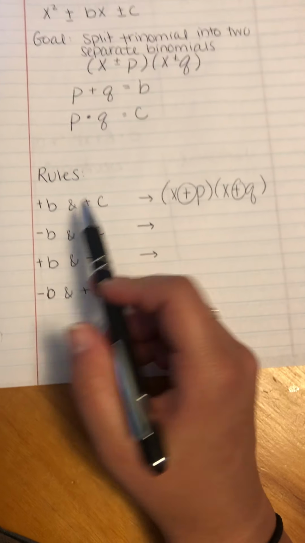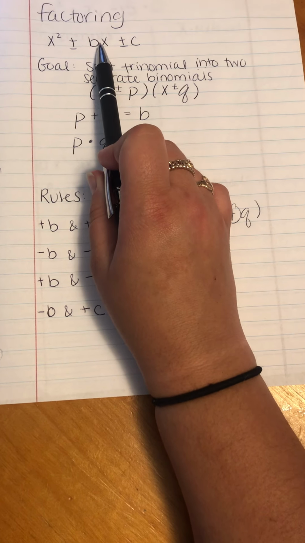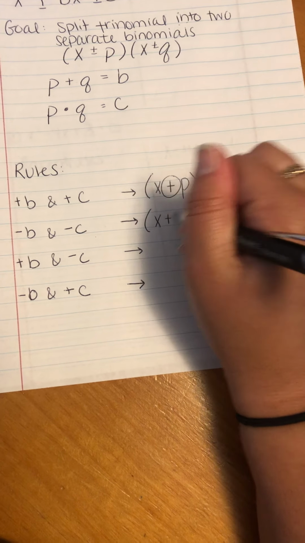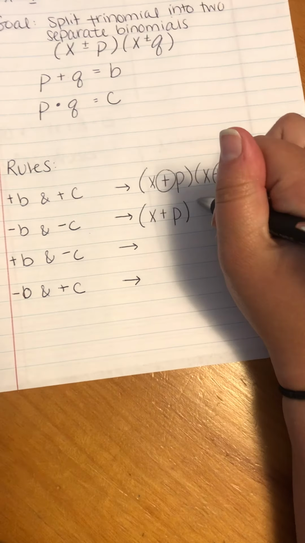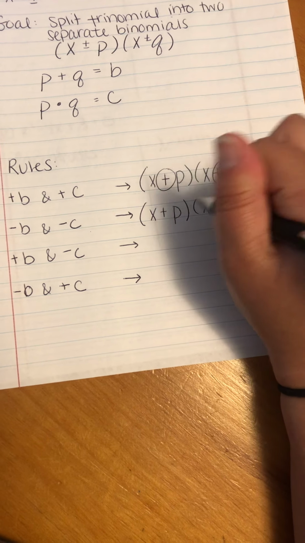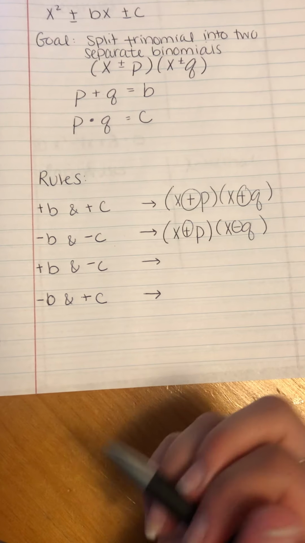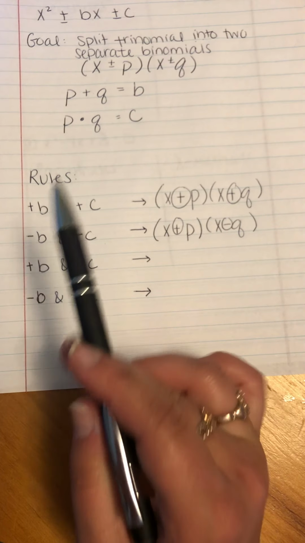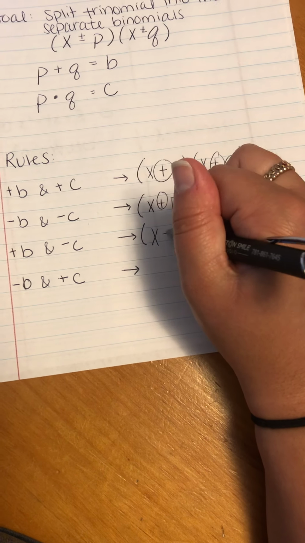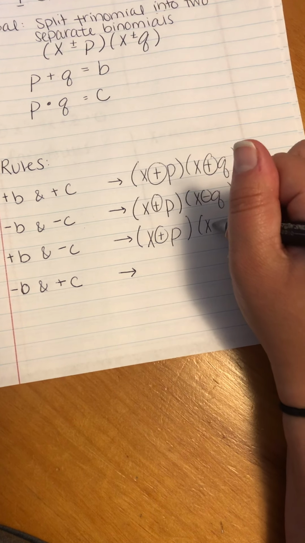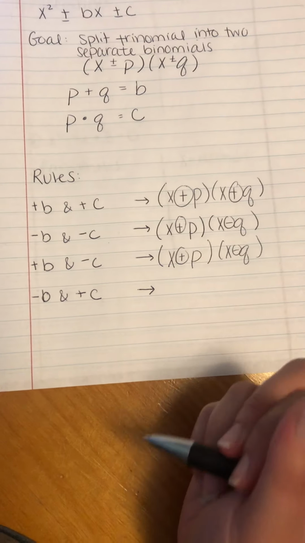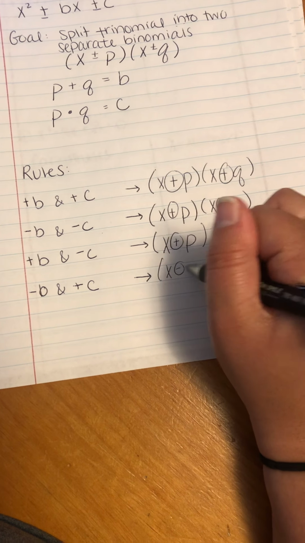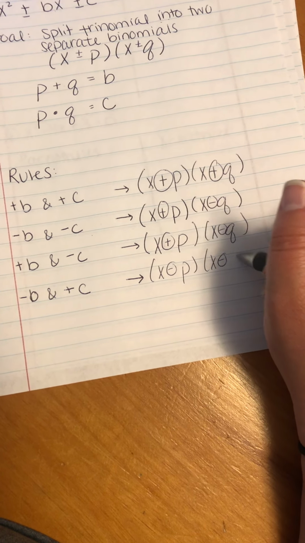If I have something like this, but I have x squared minus bx minus c, so b and c are both negative, then one of these binomials is going to use addition, and the other one is going to end up using subtraction. So you have opposite signs in your binomials. If I have b being positive and c is negative in my original trinomial, again, I'm going to have one that uses addition and one that uses subtraction in my final answer. And then my last one, if b is negative but c is positive, then both of these binomials are going to end up using subtraction in them.